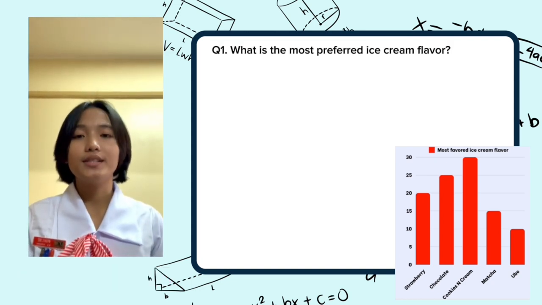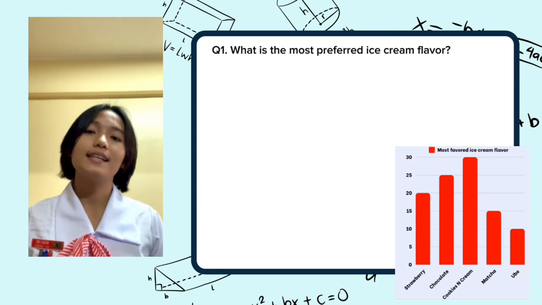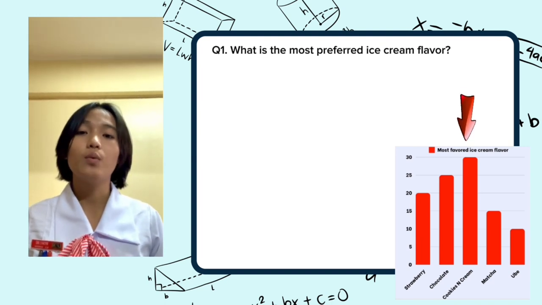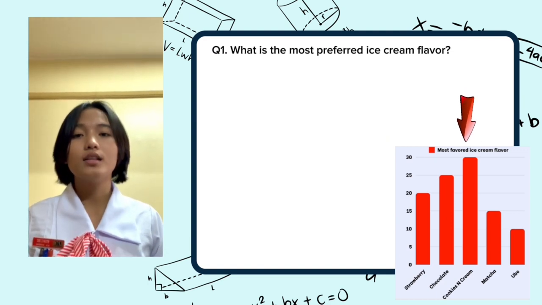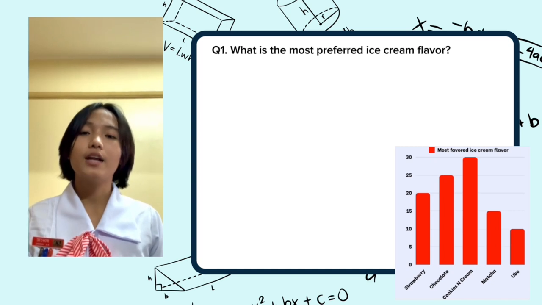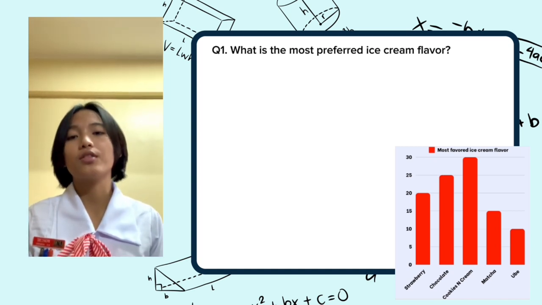All we have to do is identify the bar of the flavor that has the highest number of votes. One way to identify it is to look for the tallest bar. The tallest bar in the bar graph is for the flavor cookies and cream. Thus, the most preferred ice cream flavor is cookies and cream with 30 votes.